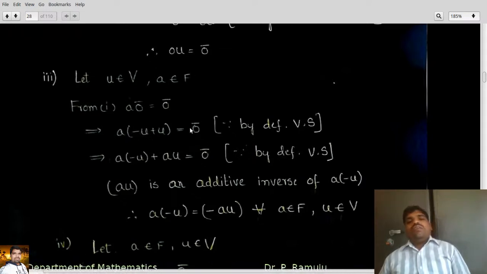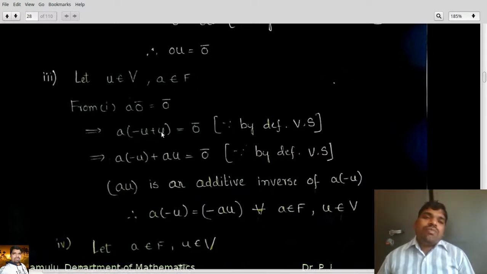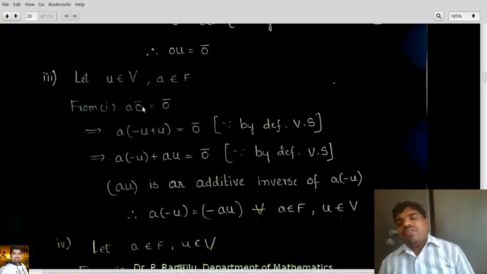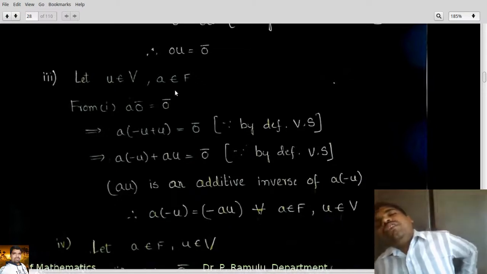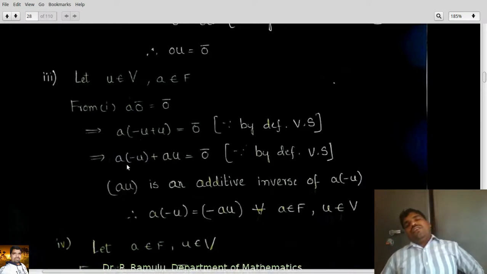Why can I add this? Because V is a vector space, a complex abelian group. If I take any element u, u plus minus u is equal to 0 bar; it satisfies the additive inverse property with respect to addition in a vector space. That's why, since V is a vector space, you can apply vector space condition 7: a into minus u plus a into u equals 0 bar, by definition of vector space.